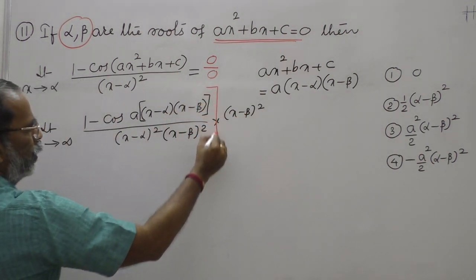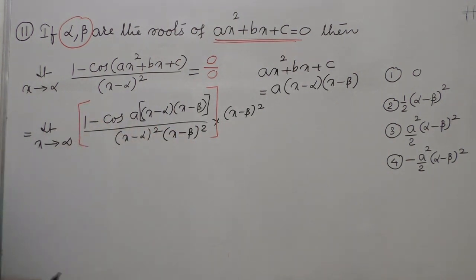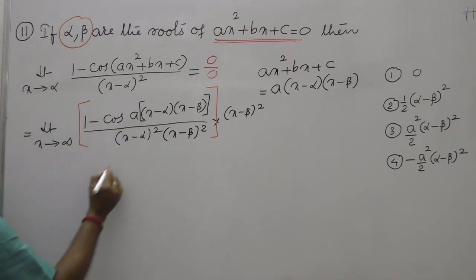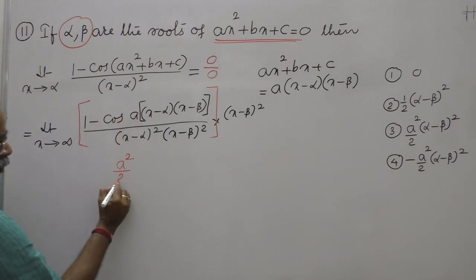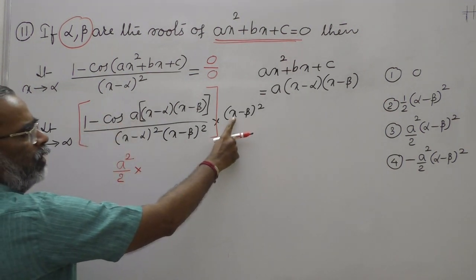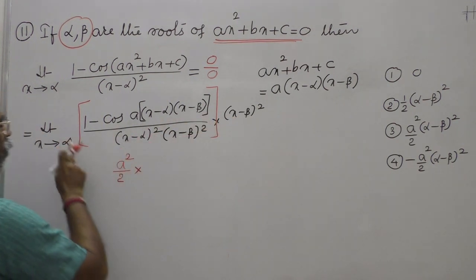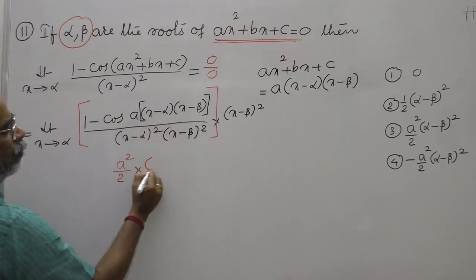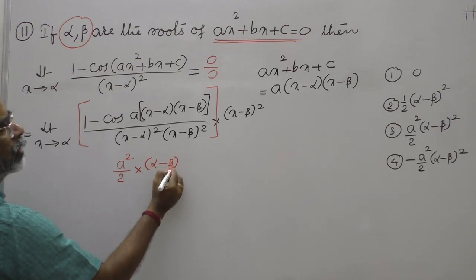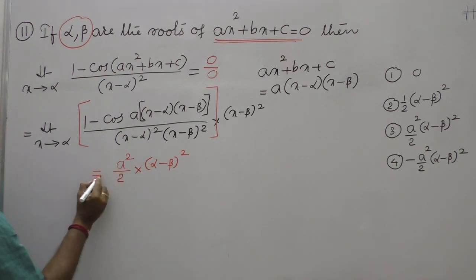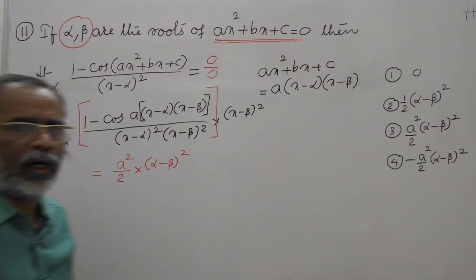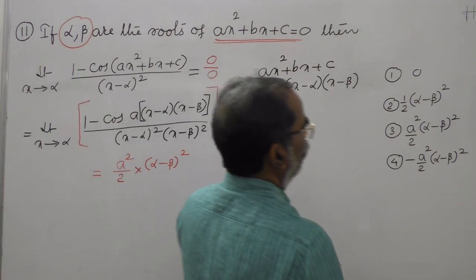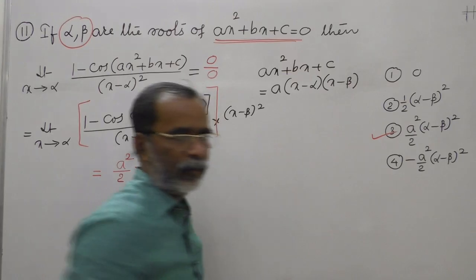Therefore now this limit, entire this limit, 1 minus cos ax by x square, we know which is a square by 2. Into, here also variable is there, limit should be applied for this also. X is tending to alpha, no? So this is alpha minus beta whole square. Therefore the limit is a square by 2 into alpha minus beta whole square. Therefore which option? Yes, it is third option. Next question.